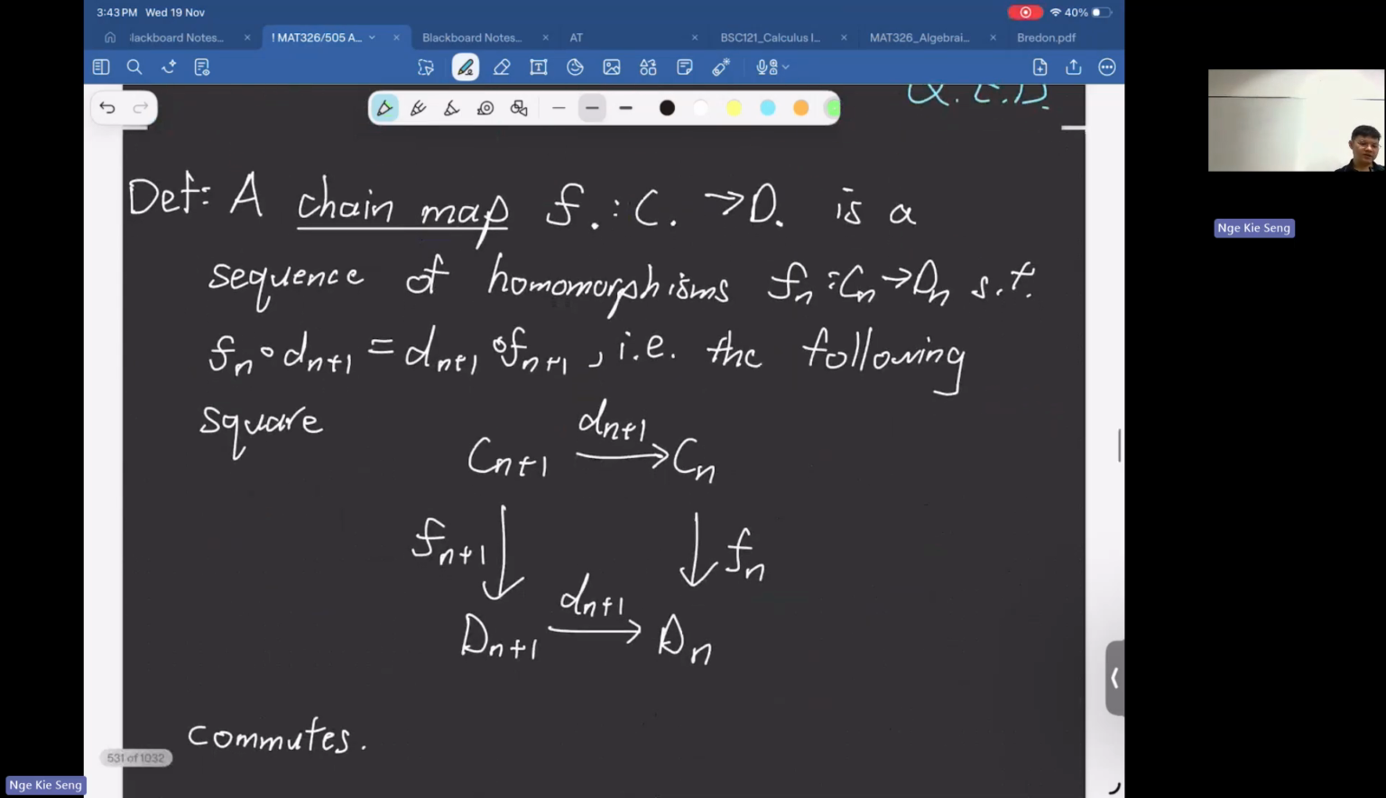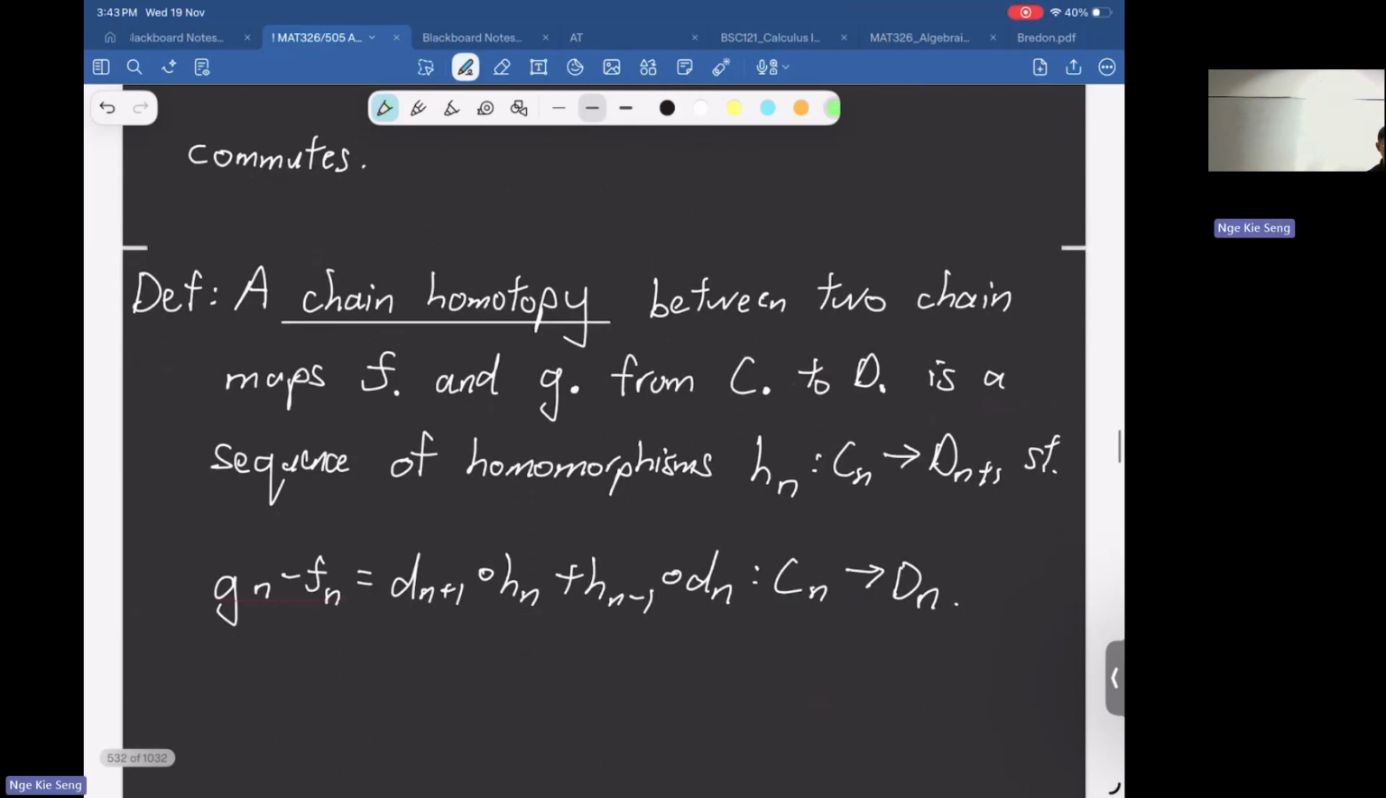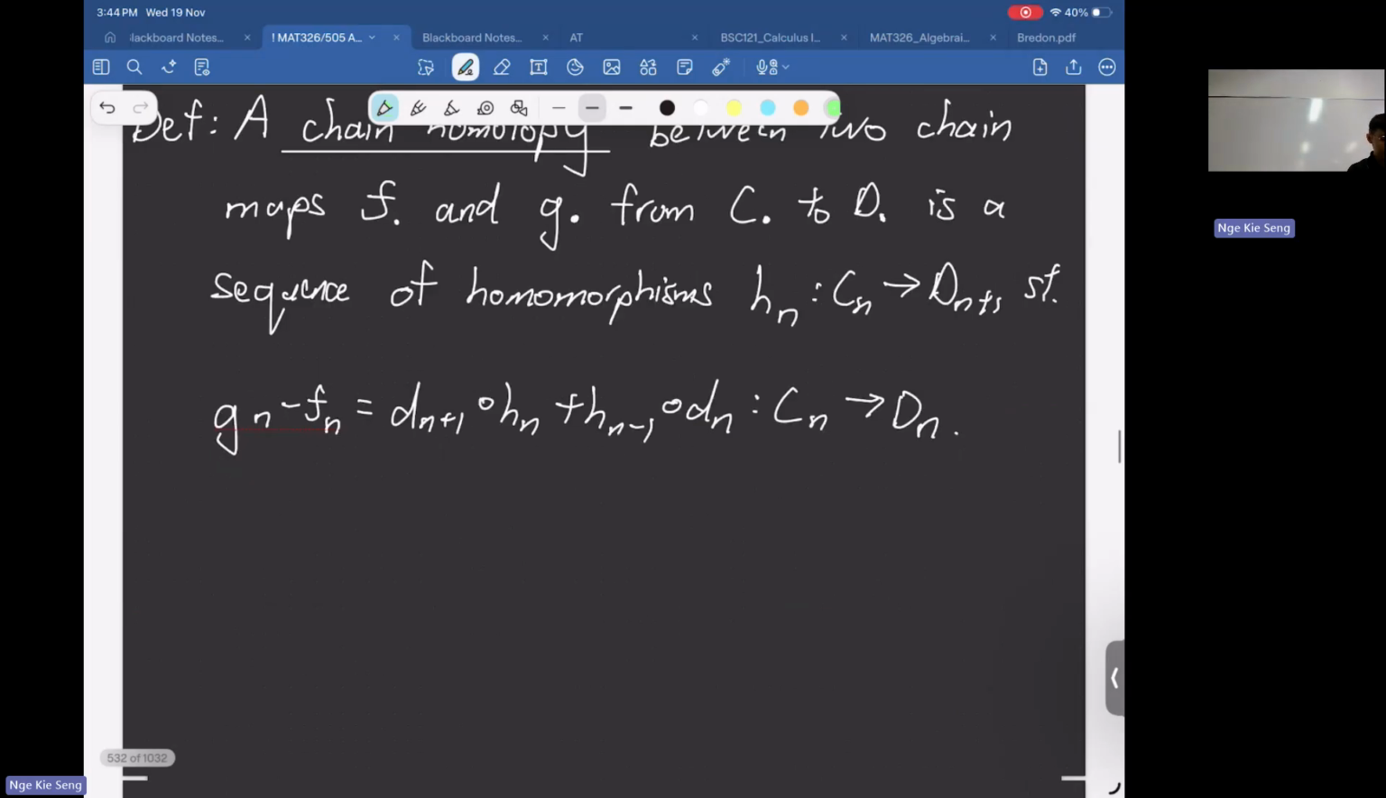So we extract it out. Meaning if there's a map that satisfies this commutative diagram here, we'll call it a chain map. And then a chain homotopy is something like this. A chain homotopy between two chain maps is a sequence of homomorphisms such that the difference of these maps is equal to the commutative property here.